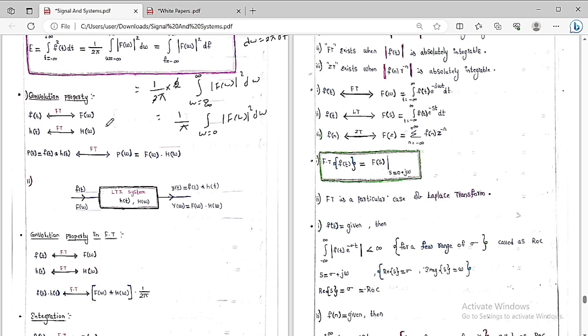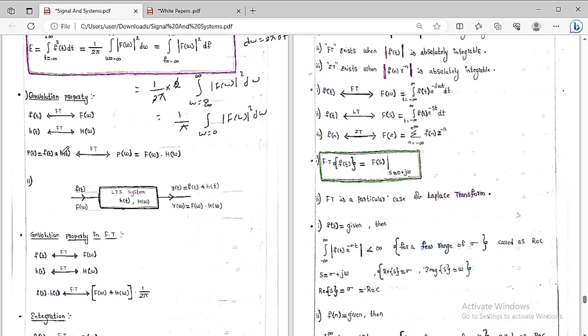So now let's go to another property, which is the convolution property. Suppose f of t has a Fourier transform F of omega, and h of t has a Fourier transform H of omega. Suppose the signal p of t is the convolution of these two signals, then its corresponding Fourier transform is nothing but the product in the frequency domain, F of omega into H of omega. So P of omega is equal to F of omega into H of omega. So convolution in the time domain leads to a product in the frequency domain, or the Fourier transform domain.